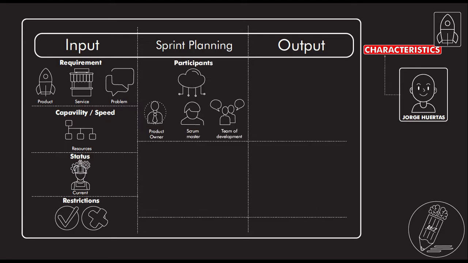Okay, who are the participants in the sprint planning? The product owner, the scrum master, and the whole development team. It is very important that everyone involved in this process knows exactly what they are doing.